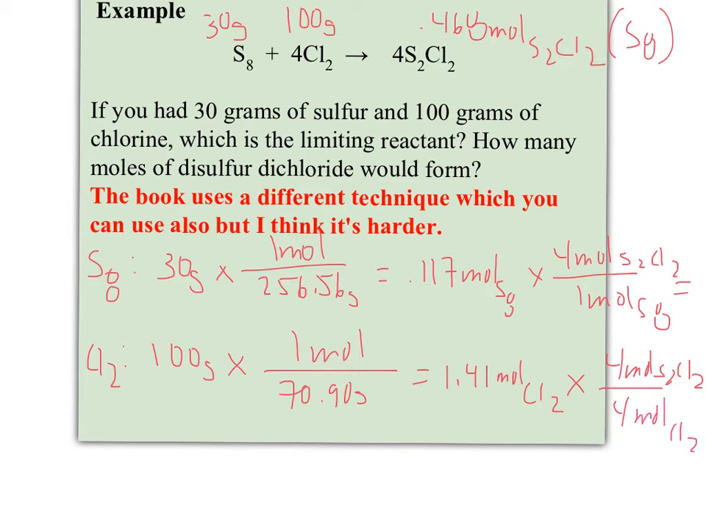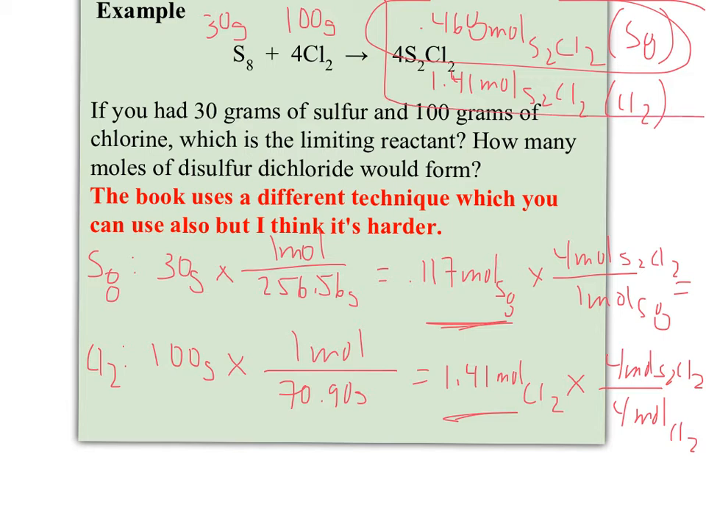So now 1 over 1, I'm going to get 1.41 moles of S2Cl2 from my chlorine gas. So even though sulfur is still my limiting reactant, it doesn't always work out that way. So you have to be careful. In fact, we'll see that in some of our examples here, that you can't decide looking at just the grams, and you still can't decide even when you've converted them to moles. You can't make a correct assumption until you get to your moles of product.